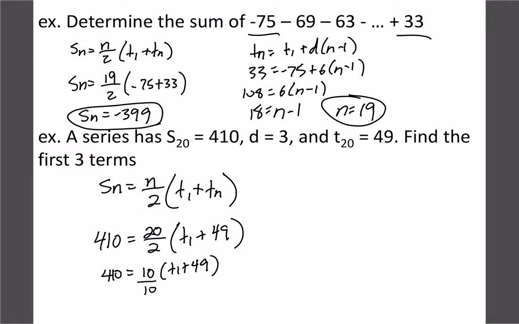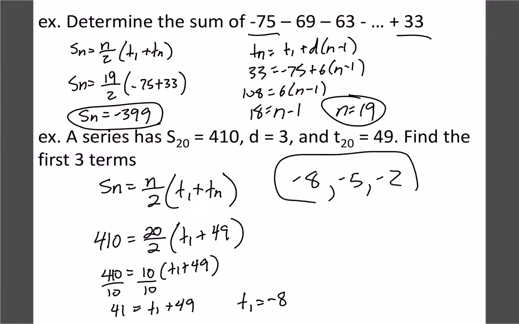So let's divide by 10 first. 410 divided by 10 would be 41. So 41 minus 49 would give us negative 8. So we know our term 1 is negative 8, and they're telling us our d is 3, so we add 3, and that gives us negative 5. Add 3 again gives us negative 2. So those are our first 3 terms. Just like we did before, we can work with the Sn to solve for t1, solve for tn, things like that.